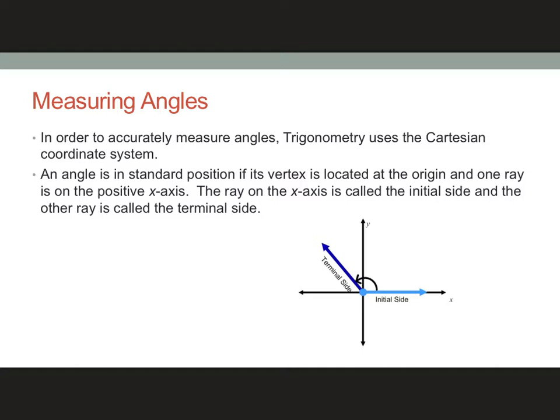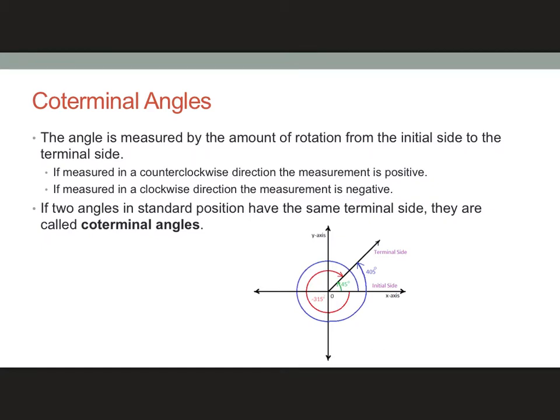To do this, place the vertex of the angle at the origin and place one of the rays of the angle on the x-axis. The side of the angle placed on the x-axis is known as the initial side, and the other side of the angle is known as the terminal side. The angle is measured by the amount of rotation from the initial side to the terminal side.